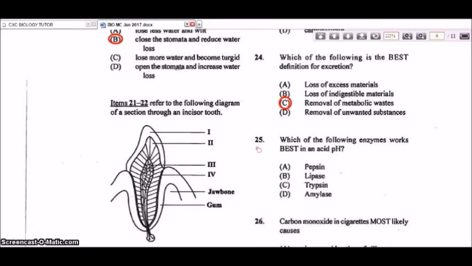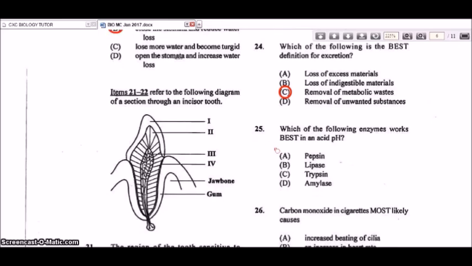Question 25. Which of the following enzymes works best in acid pH? So the answer for that is pepsin. So that is the protein enzyme, and we know that protein digestion begins in the stomach. All the other enzymes, they would work best under neutral to alkaline conditions.